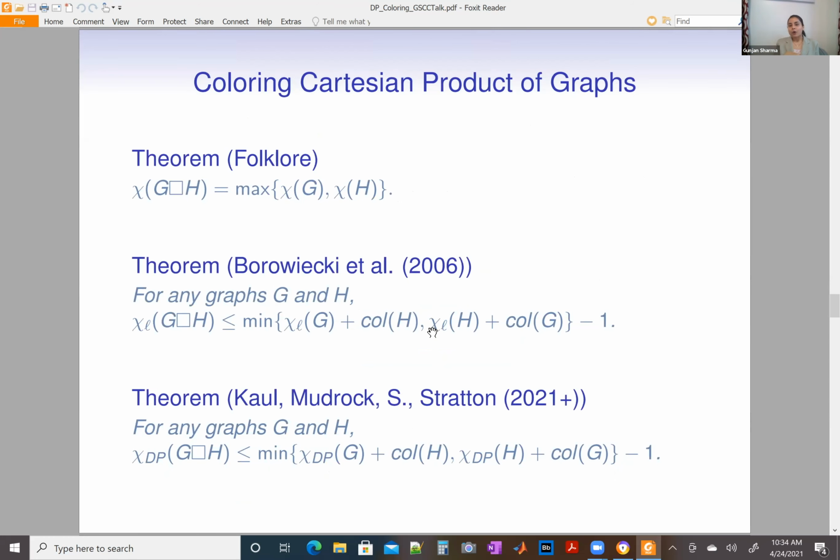Okay, so now we are going to learn about coloring Cartesian products of graphs. You might have already come across this result: what is the chromatic number of a Cartesian product of graphs? And in 2006, Borowiecki and others gave an upper bound on the list chromatic number of Cartesian products of graphs. Our first result from that paper is actually just the generalization of this result in the context of DP coloring.